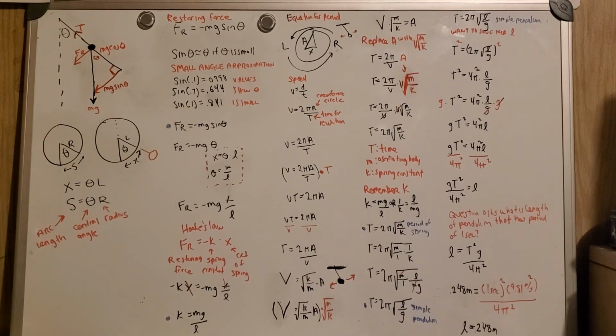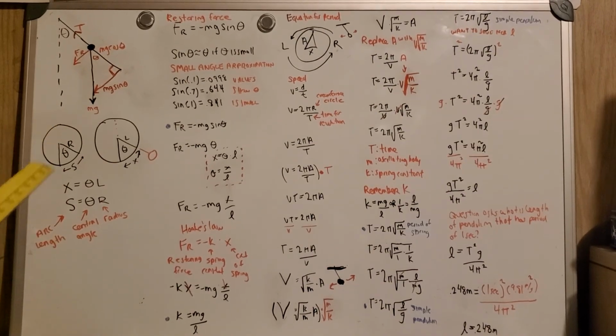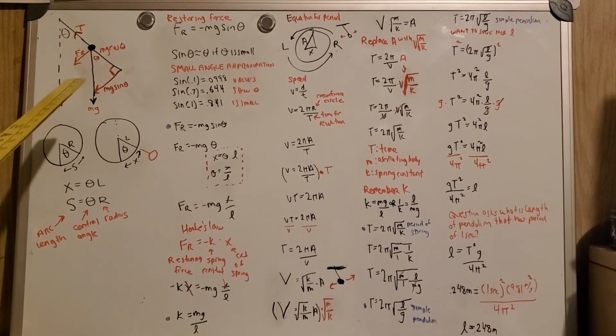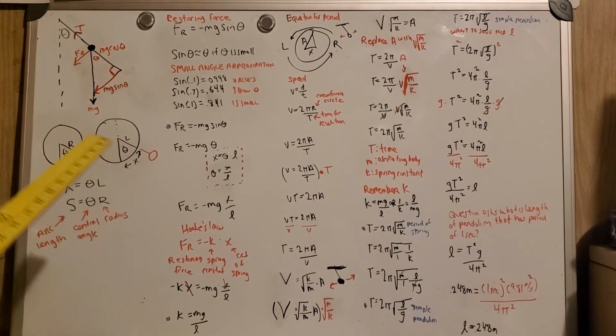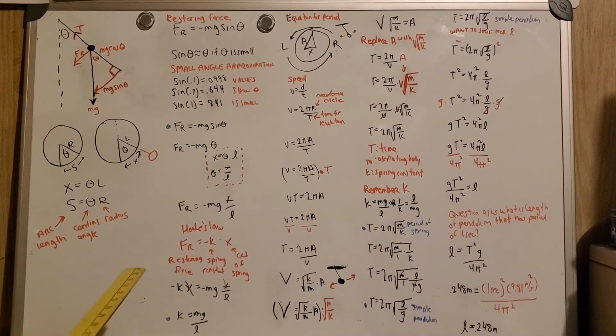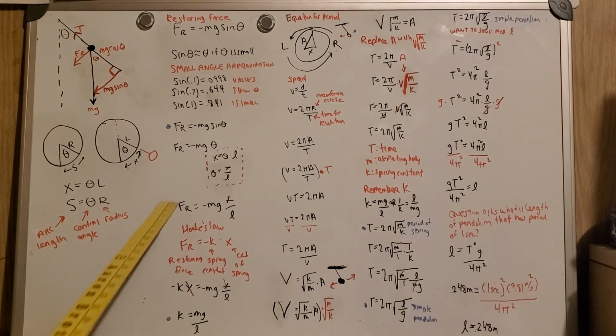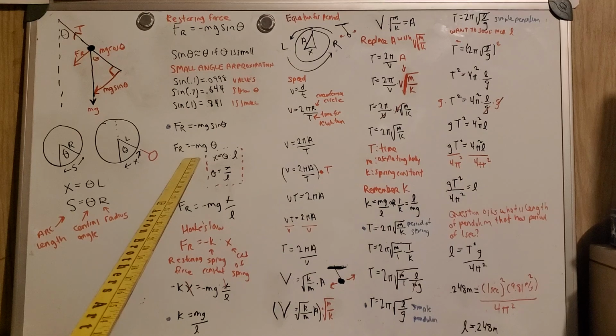For instance, this pendulum is moving back and forth, left to right. If I swing to the right, the restoring force would be going to the left. If I swing to the left, the restoring force would be going to the right. And that's why it's always opposite of the direction of the displacement vector. That's why it's a negative. So this is our equation now: restoring force is equal to negative mg theta.